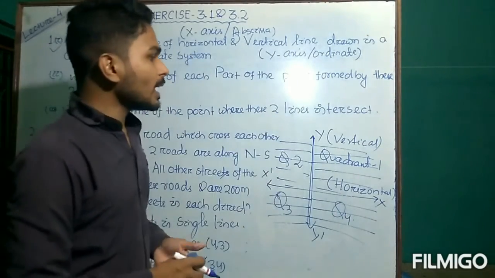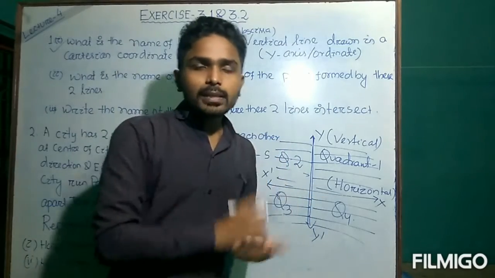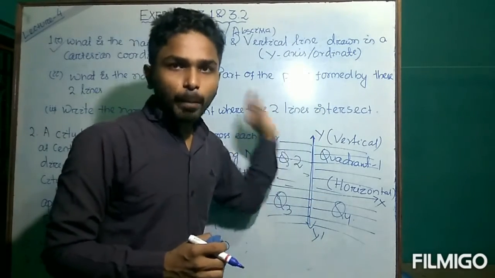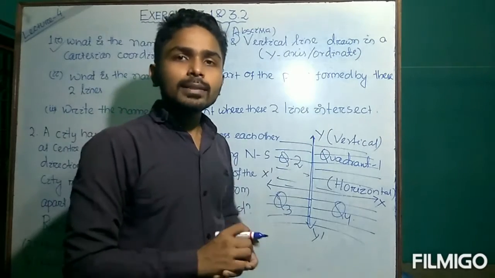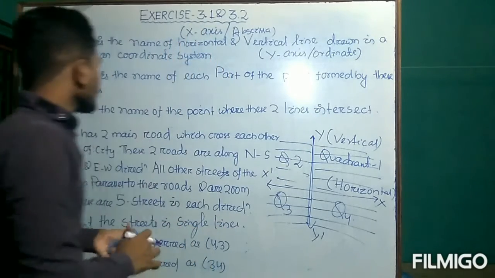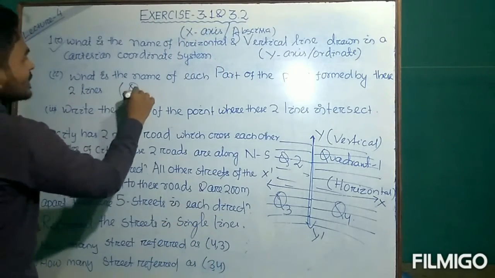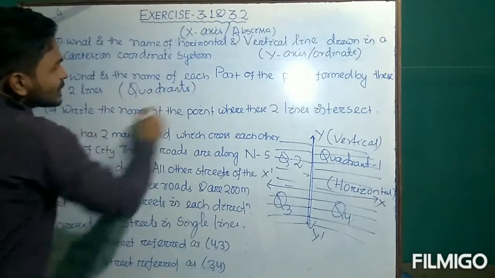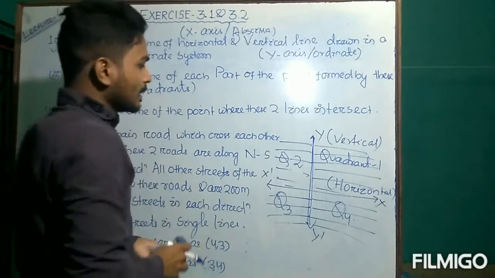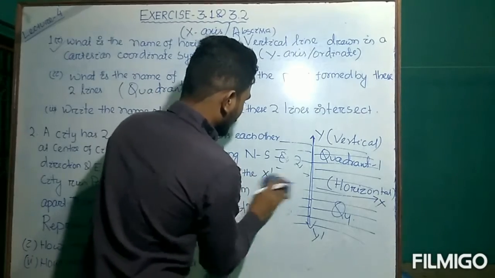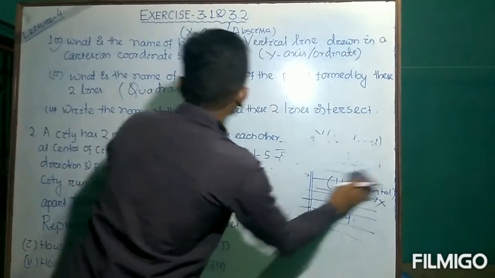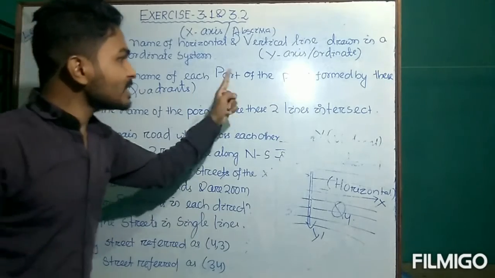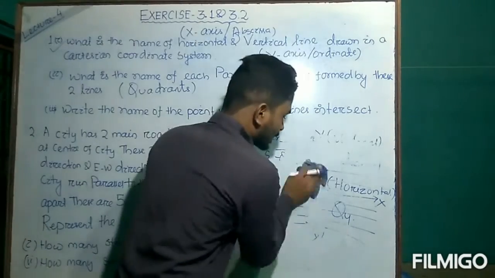Hence, whenever the vertical and the horizontal line intersect each other, they will form four parts, and these planes are known as quadrants. So what is its answer? Its answer is quadrant. Since it is plural form, so quadrants. Right. Next, write the name of the point where these two lines intersect.